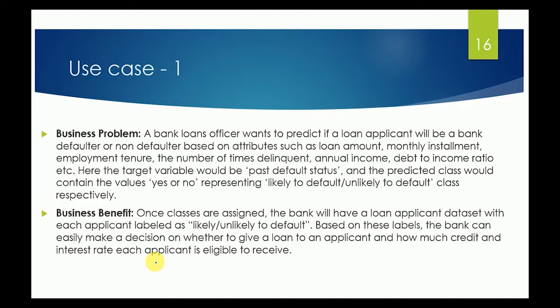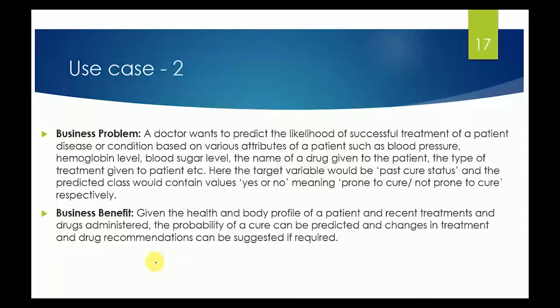Once classes are assigned, the bank will have a loan applicant dataset, each applicant labeled as likely or unlikely to be a defaulter. Based on these labels, the bank can easily make a decision on whether to give a loan to an applicant and how much credit the applicant is eligible for.